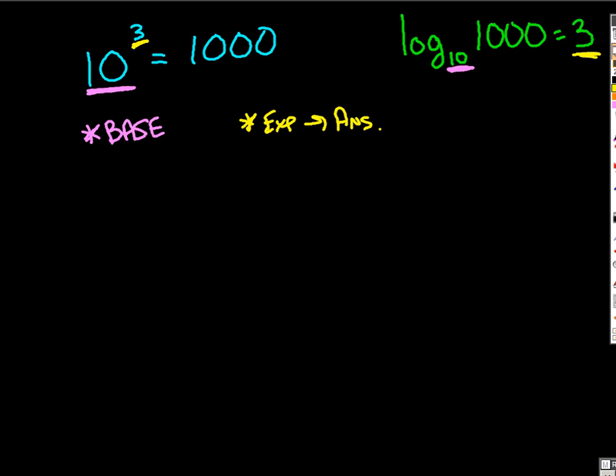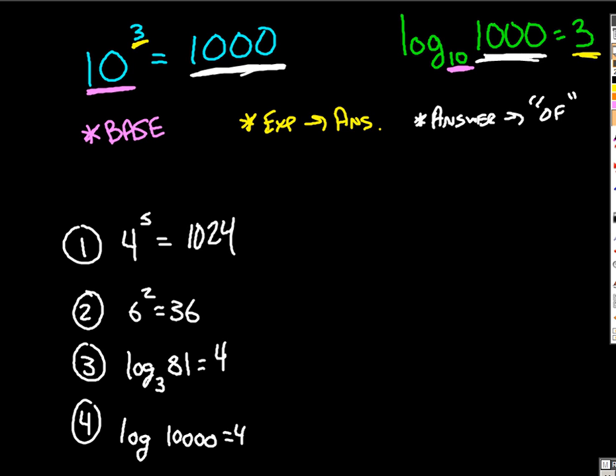And then the last part that is left is this 1,000, your original answer. That becomes your big number. We say log base 10 of 1,000. So your last one, the answer, becomes your, I'm going to call it the "of," because we say log base 10 of 1,000. So what we're going to be doing is a lot of rewriting here.